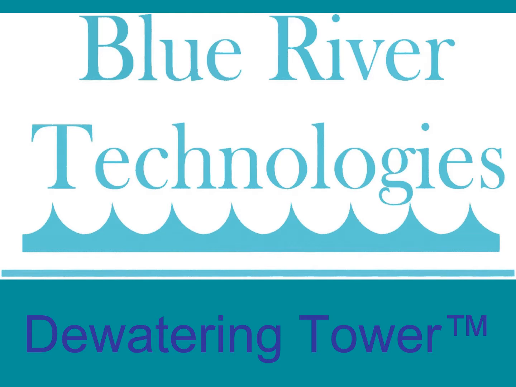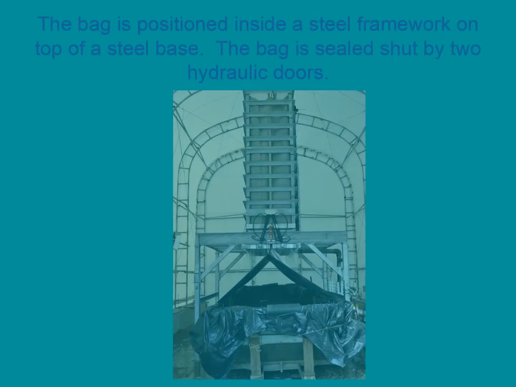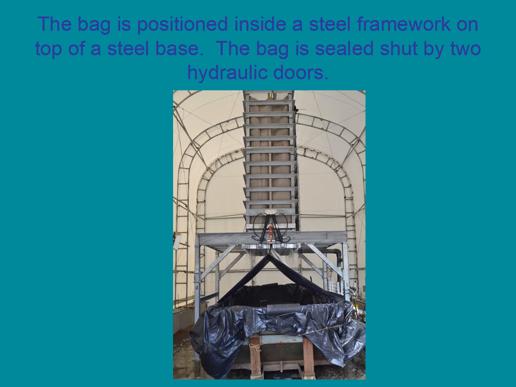The Blue River Technologies patented dewatering tower is the third option for geotextile dewatering. The bag is suspended in a vertical tower. At the bottom of the tower, 2 hydraulic actuated doors are used to close and seal off the bottom of the bag.